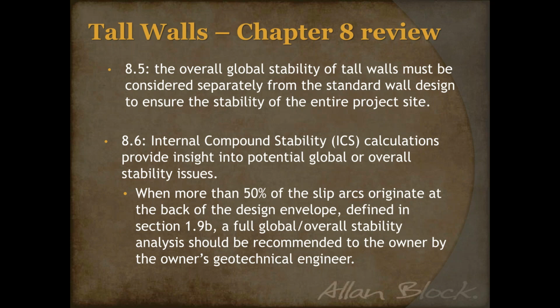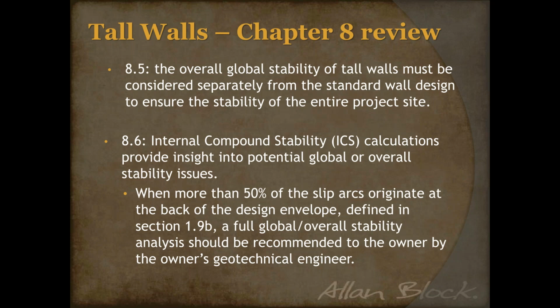That is a modified Bishop's analysis that we have available in our AB Walls design software that will calculate some more in-depth internal calculations. And when you run ICS, it gives you a warning if more than 50% of the slip arcs are originating behind the design envelope. That kind of hints at a potential global stability problem. So when you see that message, just pause, think, do I need to investigate this further for global stability? As the engineer of record, that is your decision.